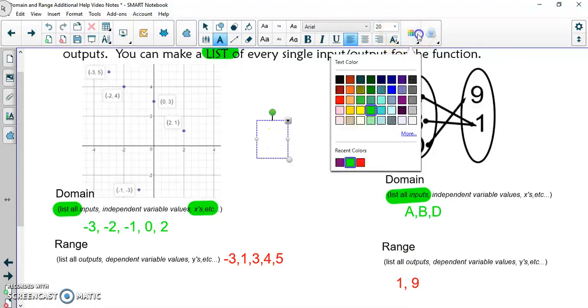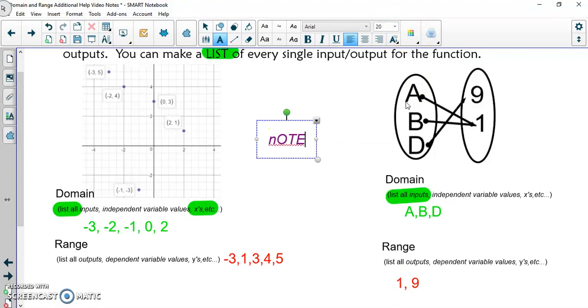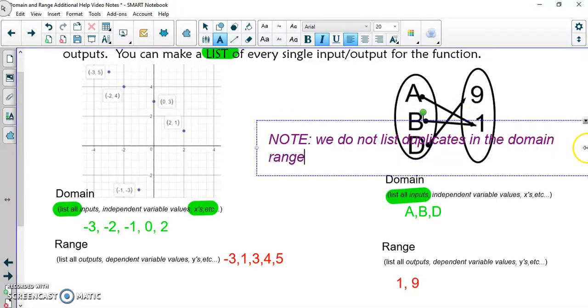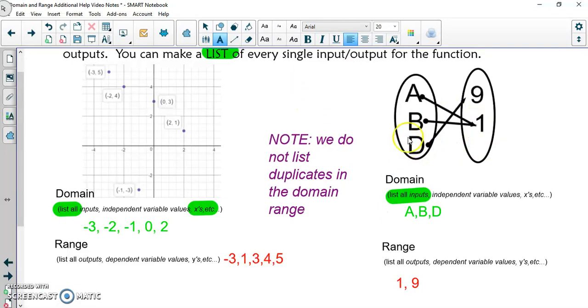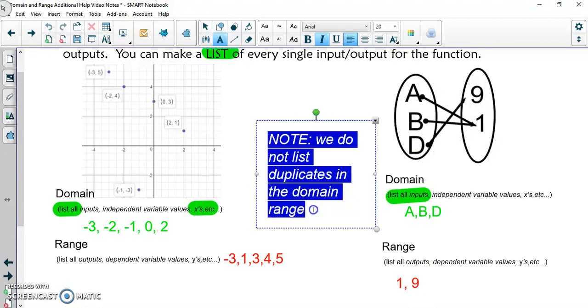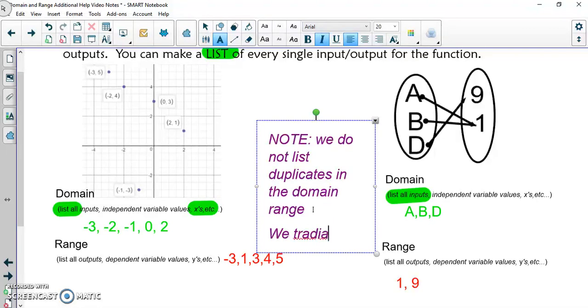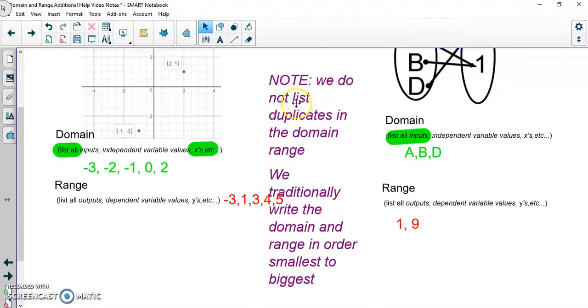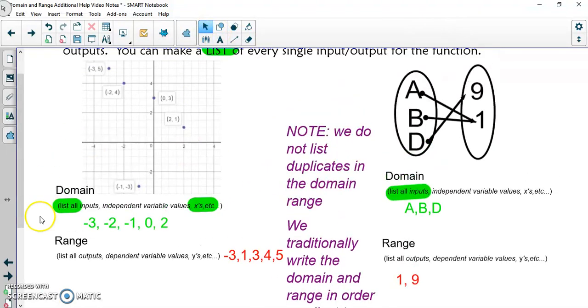So with that, just as I just went over, there's a few important things to remember. Note, we do not list duplicates in the domain and range. So for example, we saw over here that A and B both went to the output of 1, but we only listed that output once. The last thing that I do want you to note is we traditionally write the domain and range in order, from smallest to biggest. Now we do then lose what pairs with what, but that's okay.